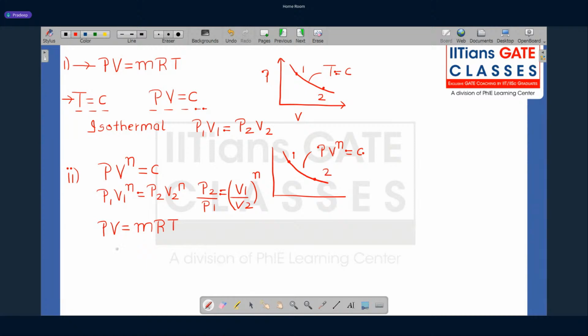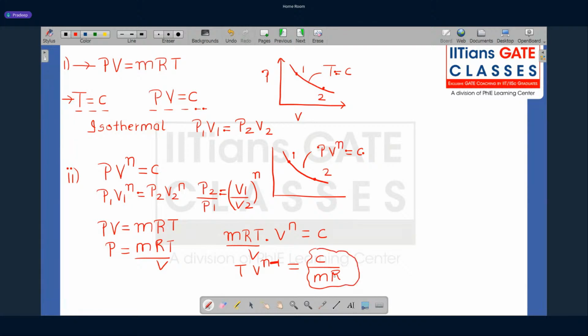So if I replace pressure here with mRT by V, what do you get? You get mRT by V into V to the power n equal to constant. So you get T V to the power n minus 1 equal to C divided by mR. This is also a constant because mass is constant for the gas, R is constant for the gas.